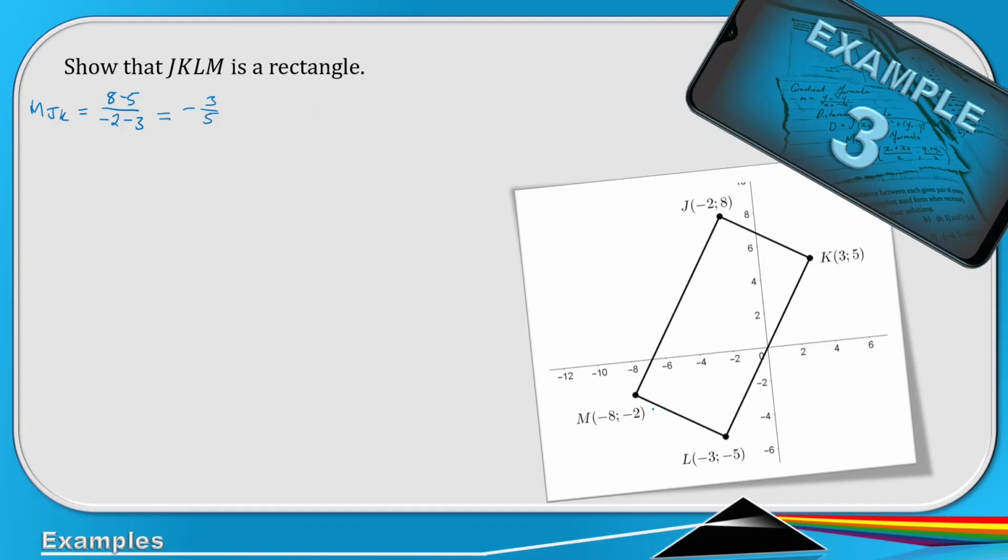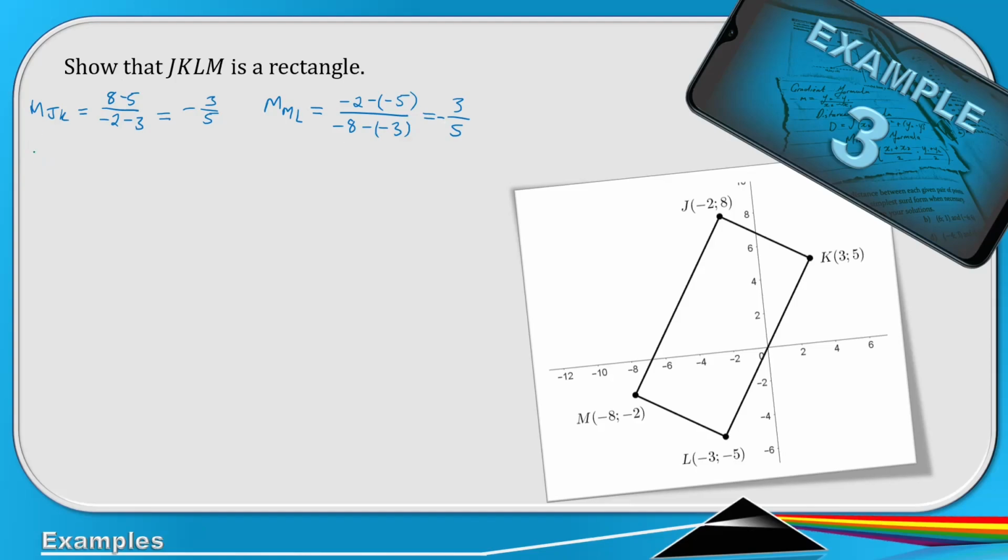Then let's find the gradient of ML. So the gradient of ML is equal to minus 2 minus negative 5 over negative 8 minus negative 3. Right, then if we calculate that, minus 2 becomes plus 5, so basically we've got 3, and then this is minus 8 plus 3, so that's negative 5. So it's going to be negative 3 over 5.